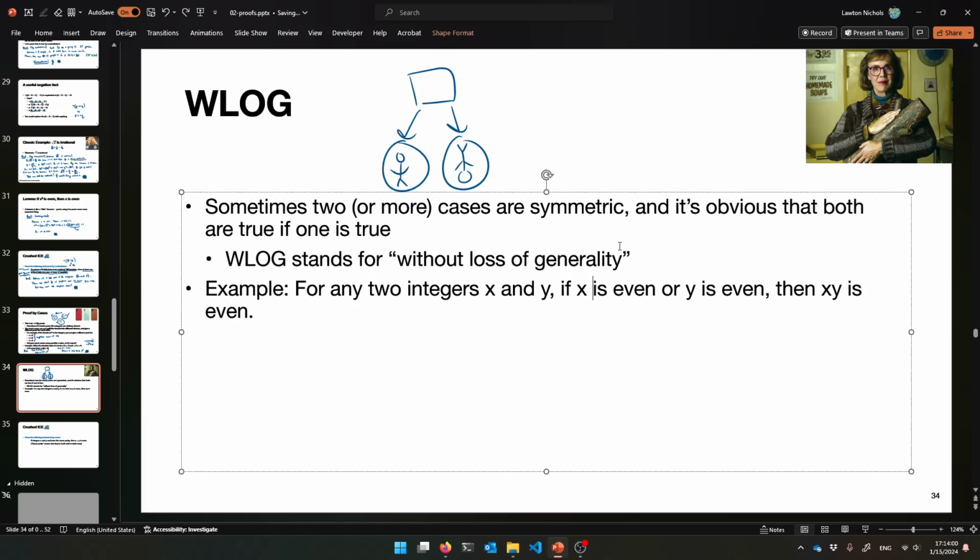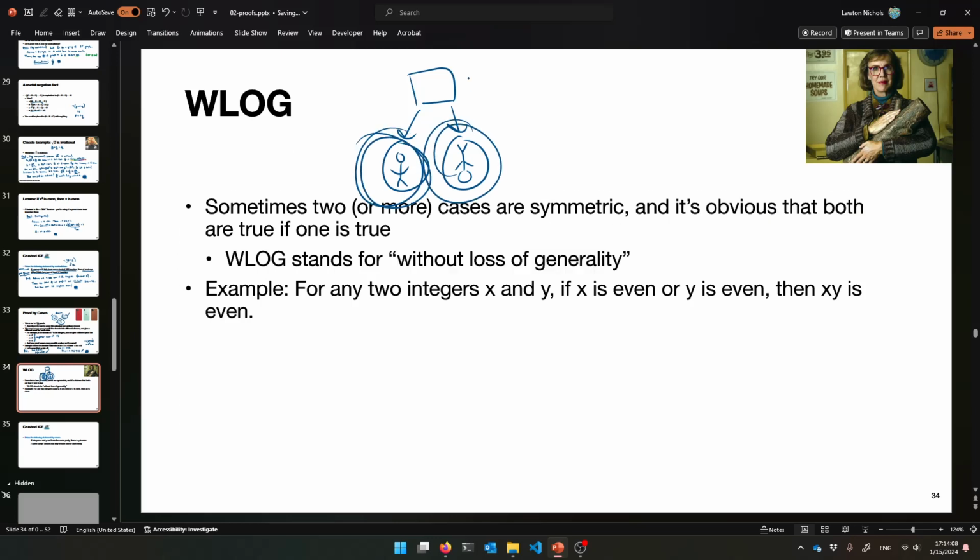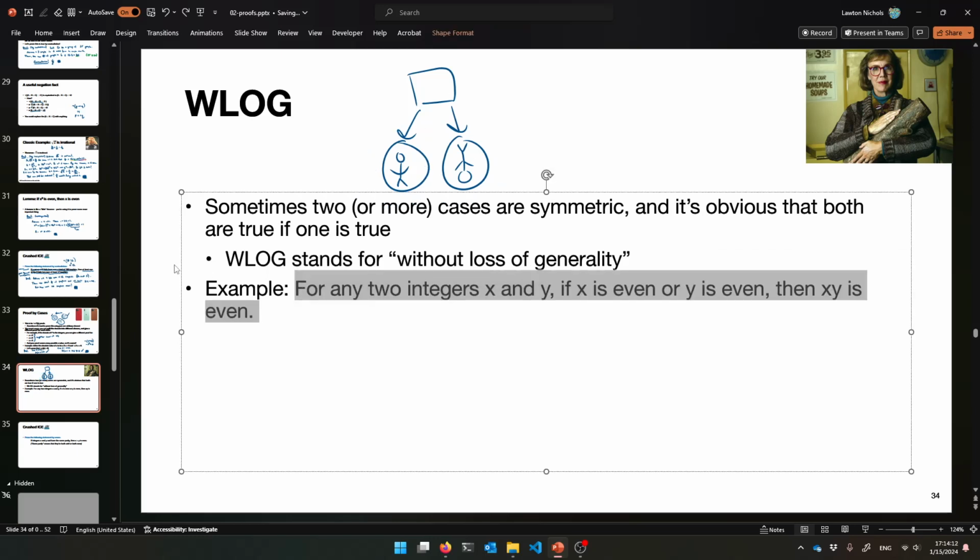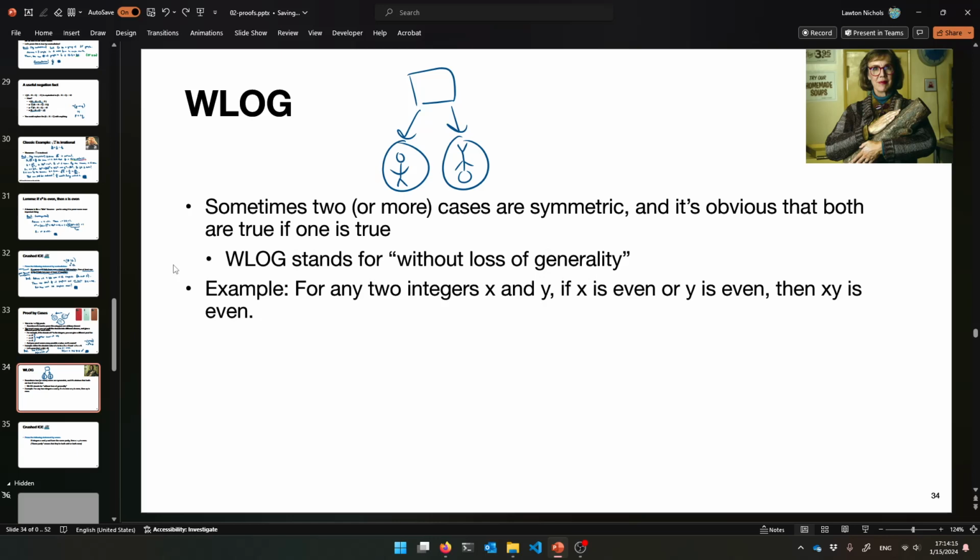So WLOG gives you that idea. You say, without loss of generality, just assume we're in this case, because this case is obviously also true, okay? So here's an example of using that, and we'll see that if you prove one side, the other side works too, okay?